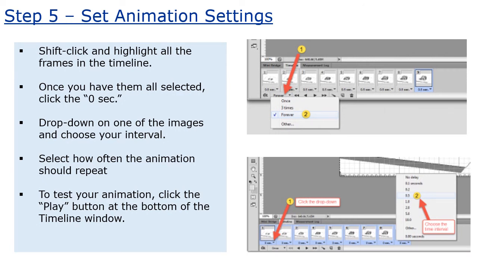Now that we have all the frames of our animation, we can specify the time interval between each frame as well as how many times the animation should repeat. First, shift-click and highlight all the frames in the timeline. Once you have them all selected, click the 0 seconds drop-down on one of the images and choose your interval. I like 0.5 seconds, but you should experiment to see what works best for you.